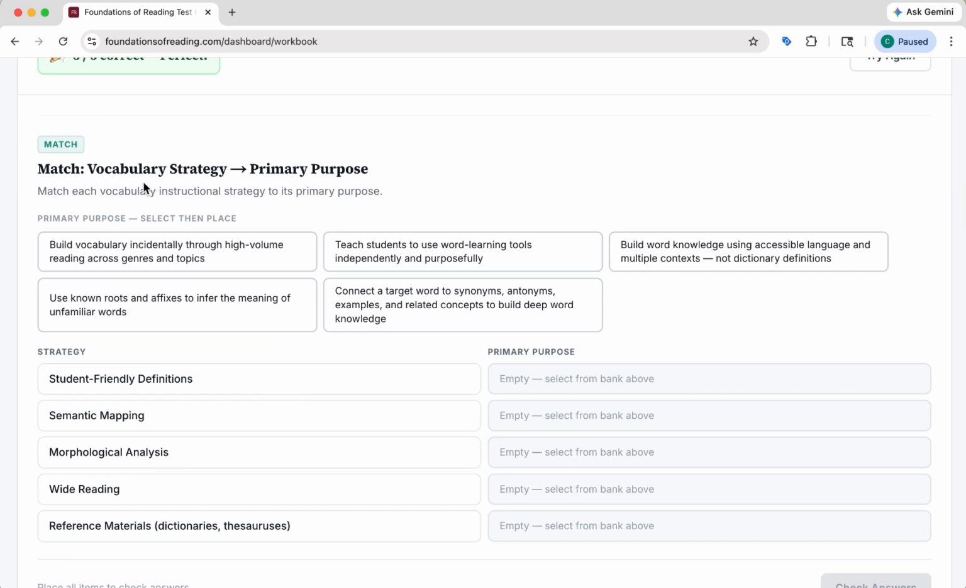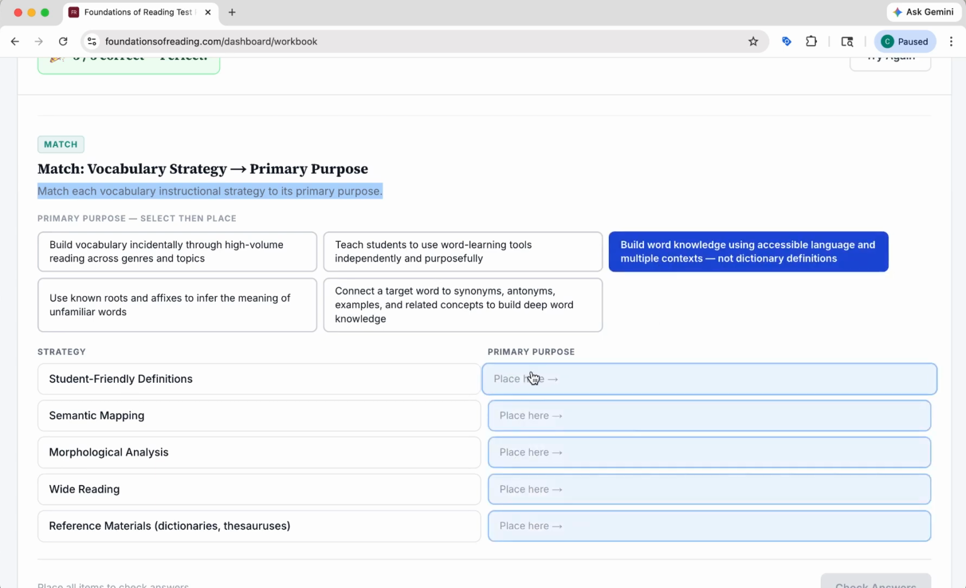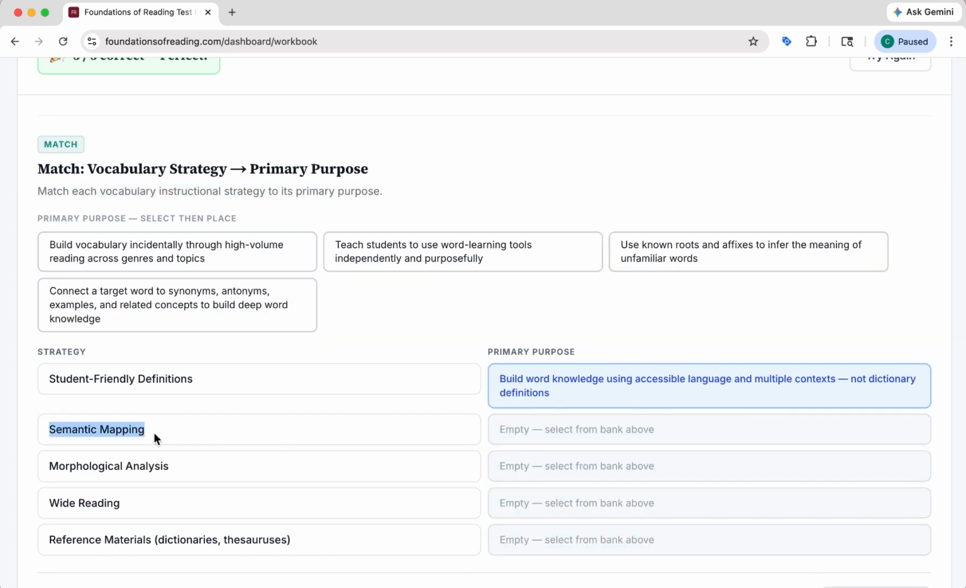Let's keep going. Vocabulary strategy and primary purpose. So what we need to do is match the vocabulary term right here with the sentence. So, student-friendly definitions. Reading this. Again, pause the video before I just work through it. Believe that's right there. Semantic mapping. Reading this. What are you going to choose? Connect a word. That looks good.